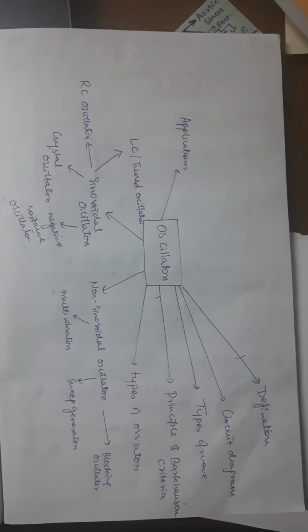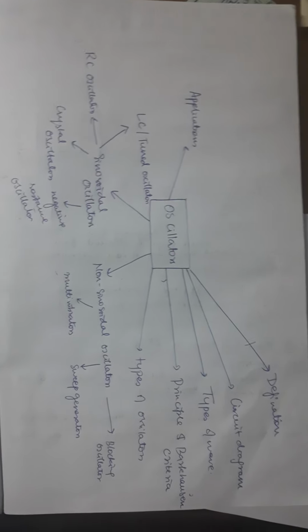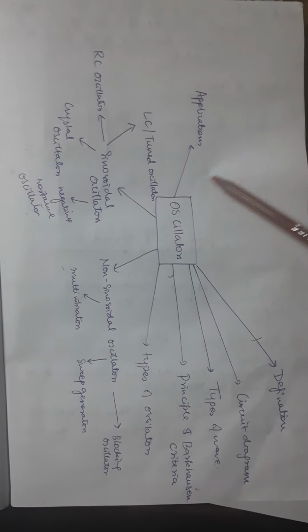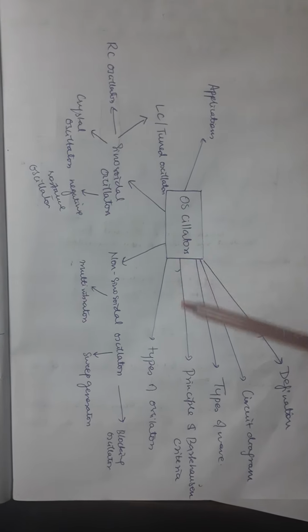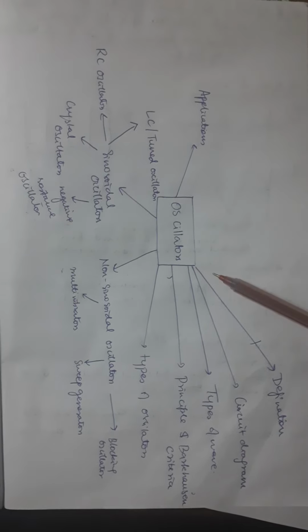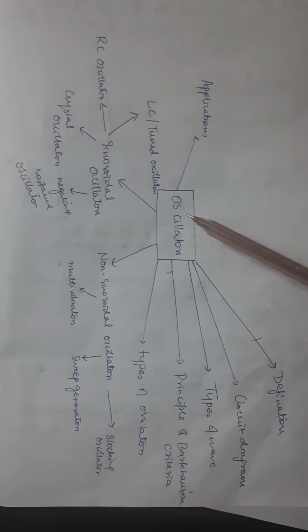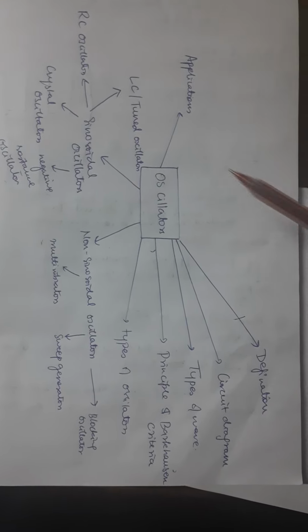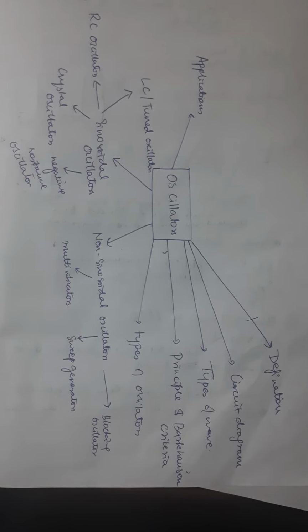I hope everyone knows what a mind map is. A mind map is something like this, in which you write the topic in between and then you make arrows like this and point out all the important subtopics of the topic we are discussing. For example, we have taken the topic oscillators.